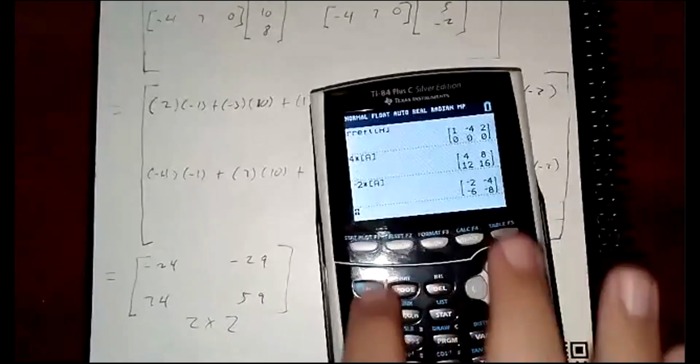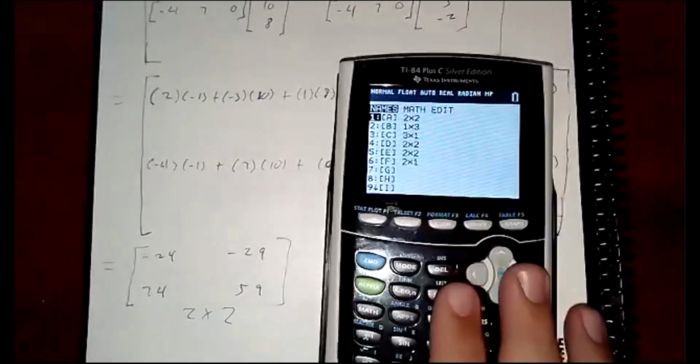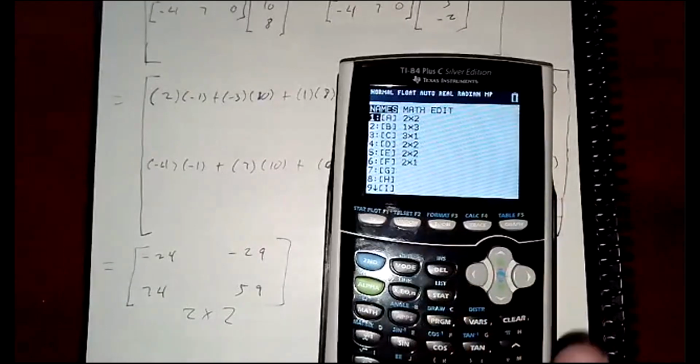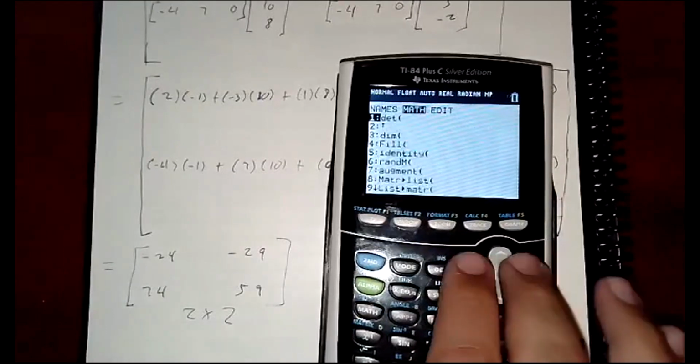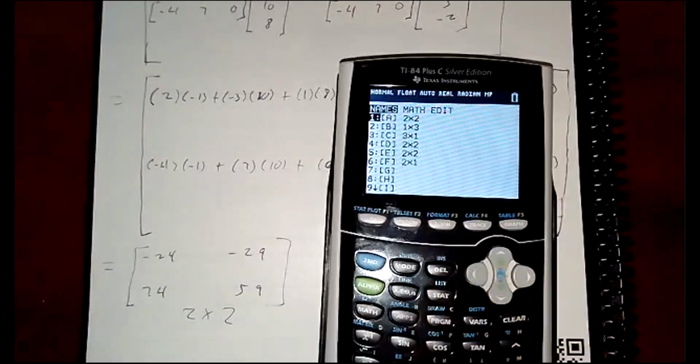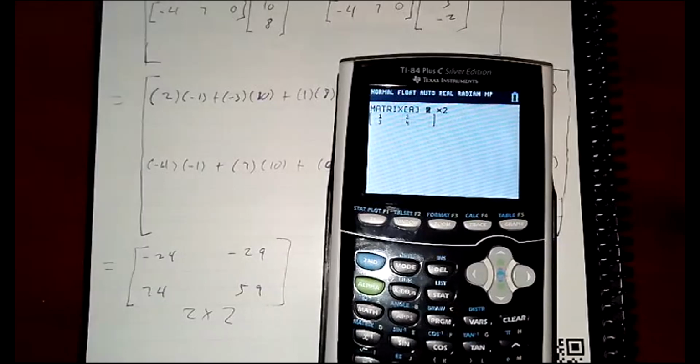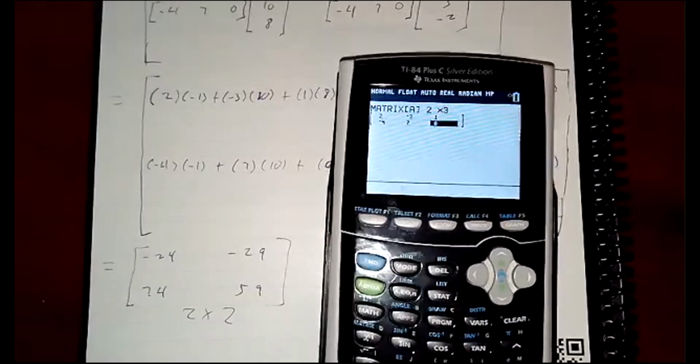So doing that on your calculator, I recommend, if you have one. Now I'll see if I can find some solver. I'm going to create two matrices in here. So go to edit. The first one is a 2 by 3: 2, -3, 1, -4, 7, 0.